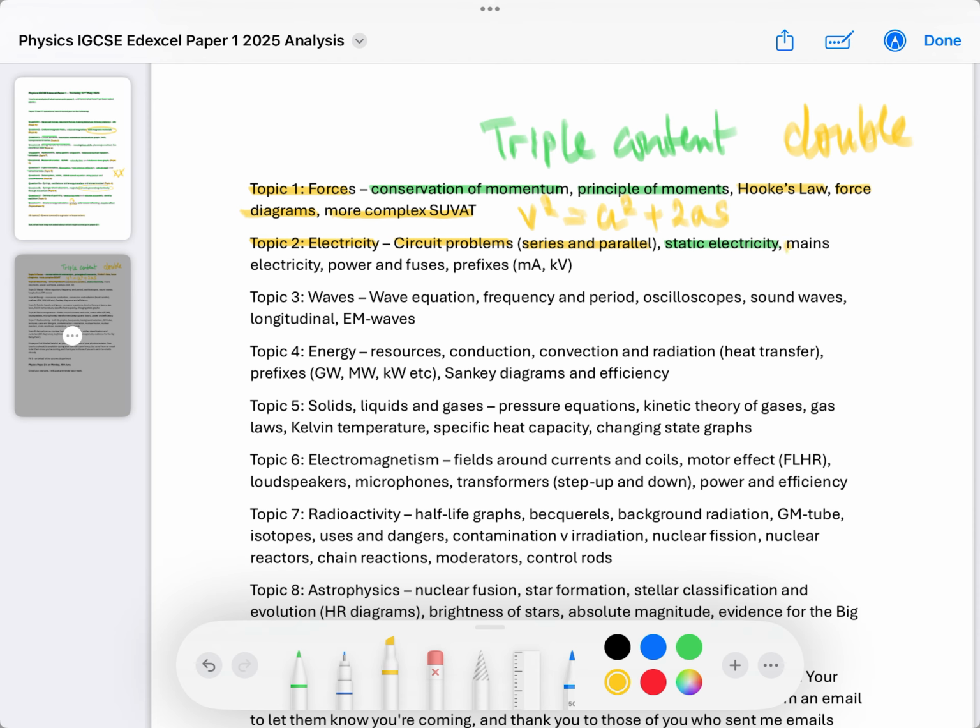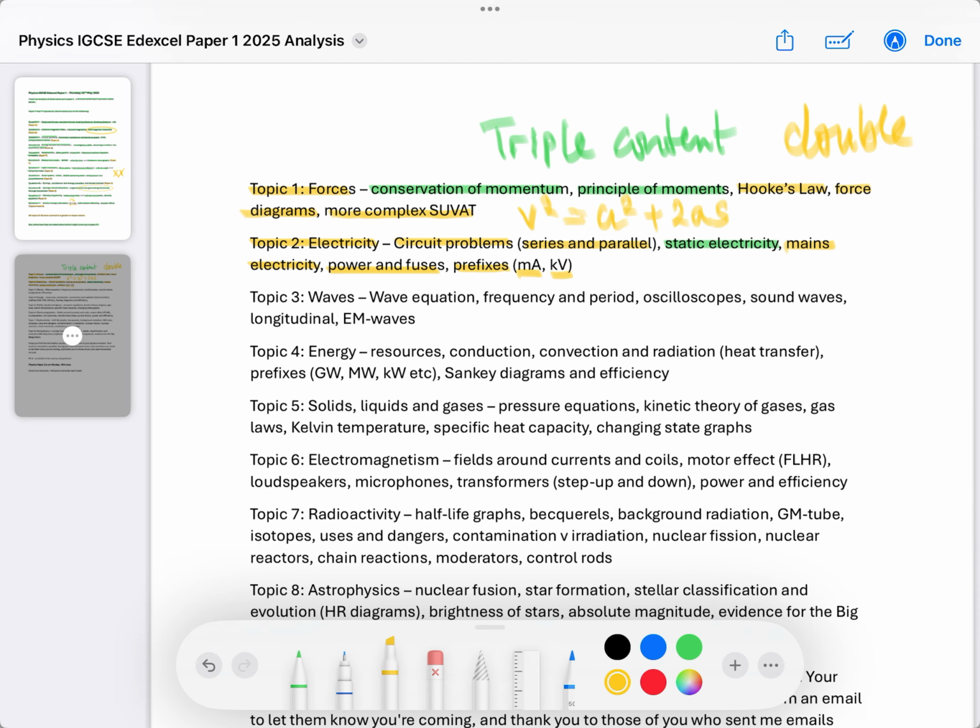Okay? They could give you mains electricity, because we haven't had anything on mains electricity. They could give you something on power and fuses, because we haven't really had anything on power or fuses, and that will allow them to combine electricity with power. And don't forget, you need to think about the prefixes they use, milliamps, kilovolts, just to make sure that you're aware of those things. Okay?